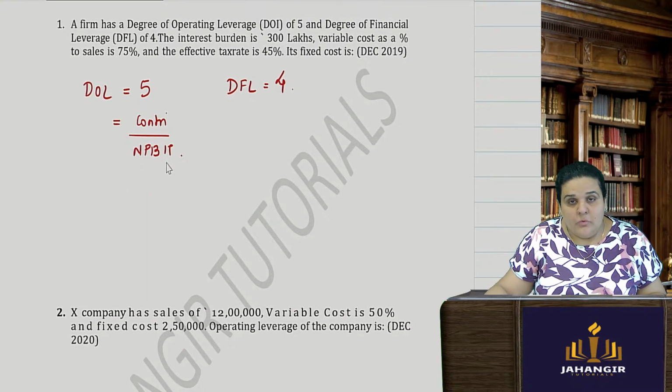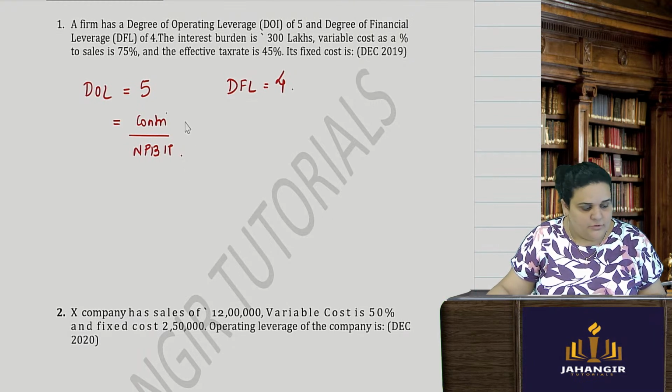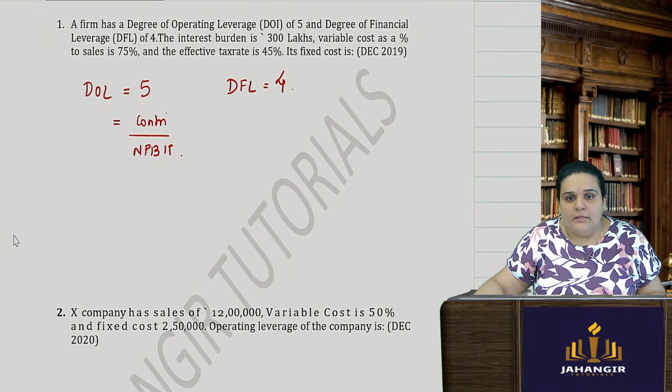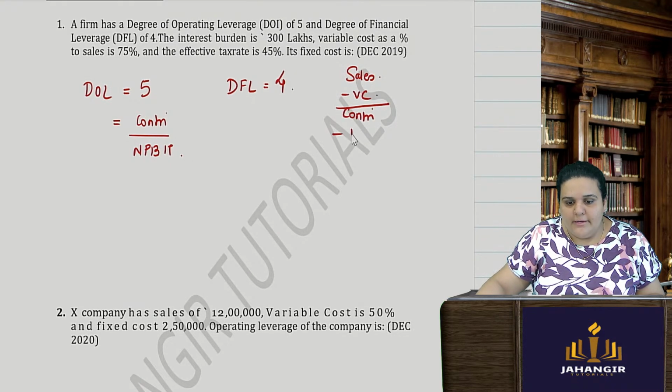So now I need to know my NPBIT. I also need to know my contribution. So let's go to that first. First find the NPBIT and also find the contribution. So now I'm just making one small income statement: sales, minus variable cost, that will give me my contribution, minus fixed cost, that will give me my NPBIT.